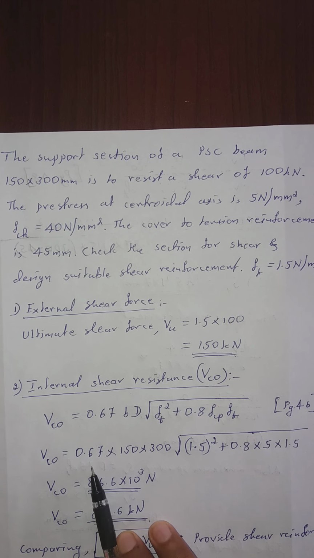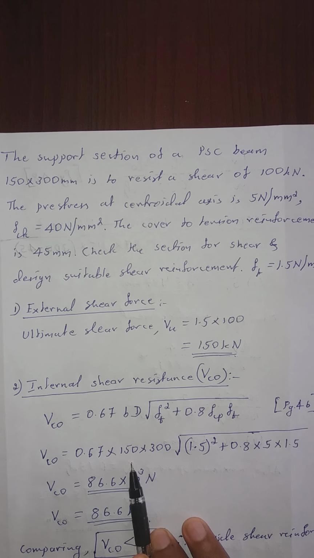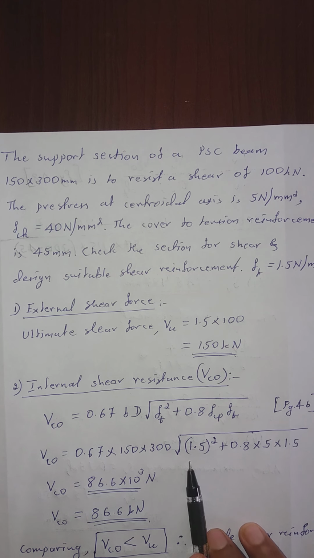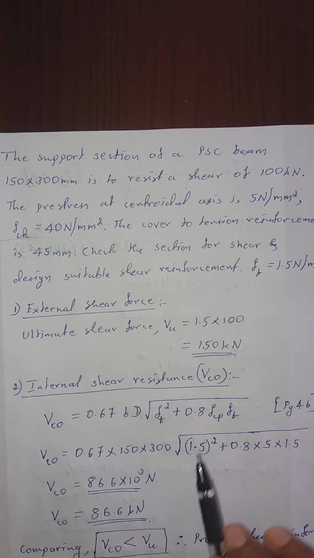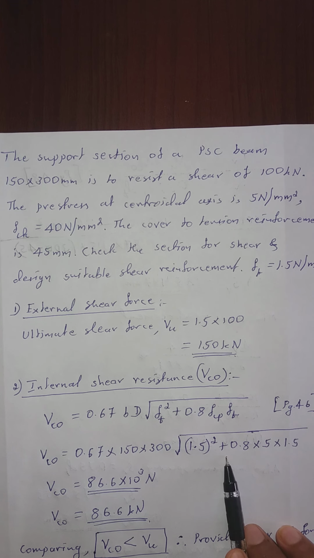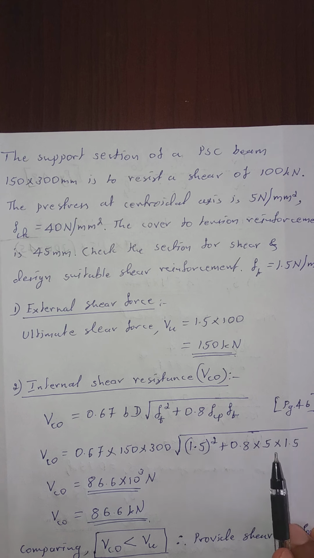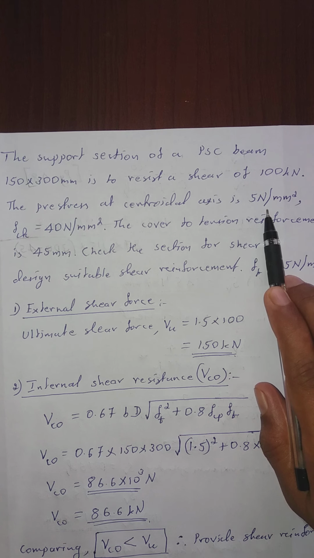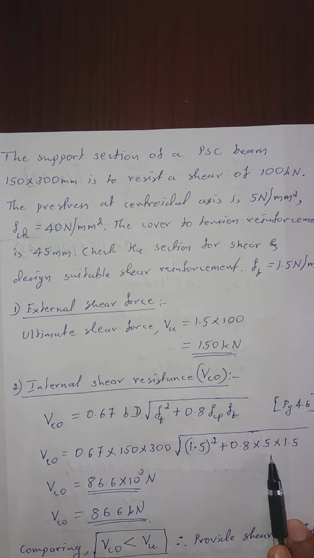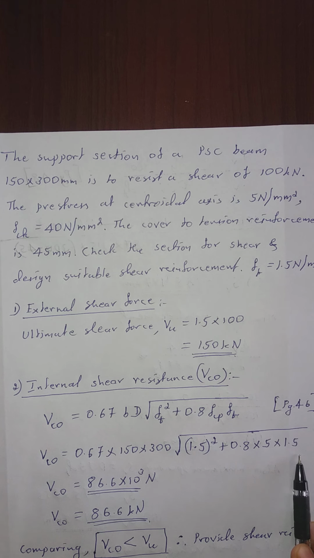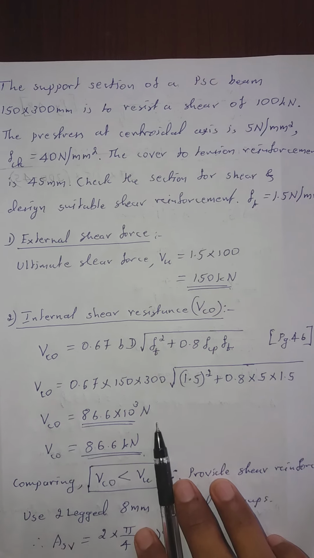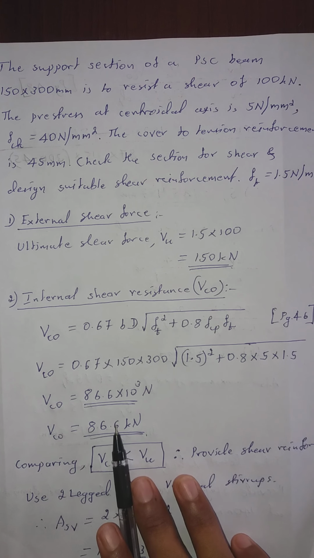Vc naught is 0.67 multiplied by breadth, given in this question as 150, and overall depth given as 300. Square root of Ft, that is 1.5 square, plus 0.8 into 5, that is the pre-stress at the centroidal axis, FCP, multiplied by 1.5. So Vc naught you will be getting as 86.6 into 10 raised to 3 newtons, or you can convert into kilonewton.